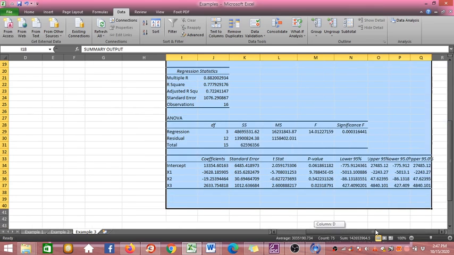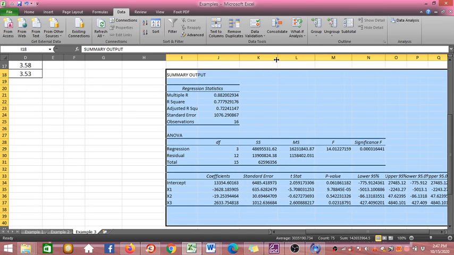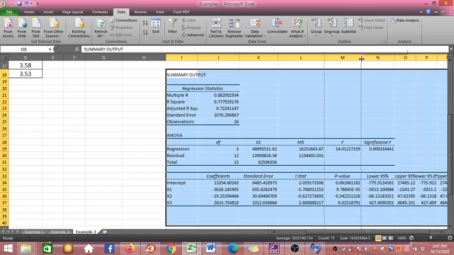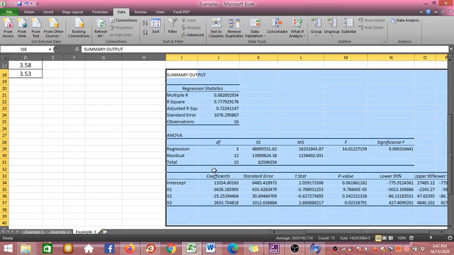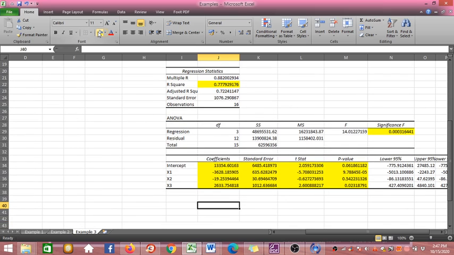So we have here our summary output. We need to drag the columns to show yung values niya, yung buong values. So again, we need to highlight the coefficients, standard error, t-stat, and p-value. And then R squared, and then significance of F. Since ito na, we can write now our regression equation.